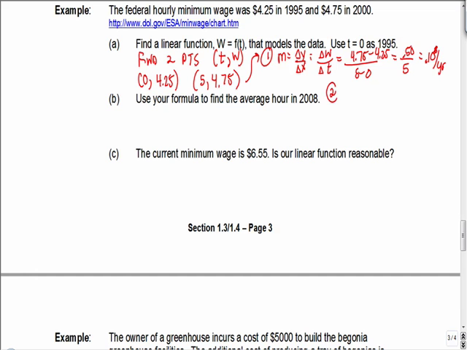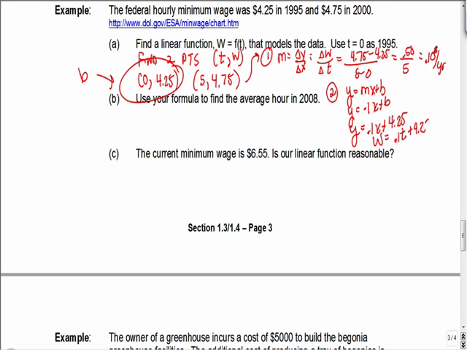Now, to write the equation, use y equals mx plus b. So y equals 0.1x plus b. But notice, they gave me b. The y-intercept is right here. So my y-intercept is 4.25. Now the last thing I'm going to do is write it with the proper letters. So what I know is w is 0.1t plus 4.25.